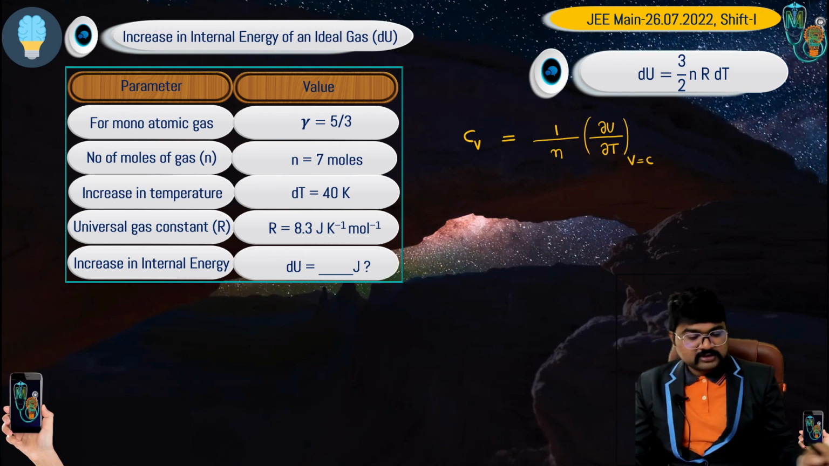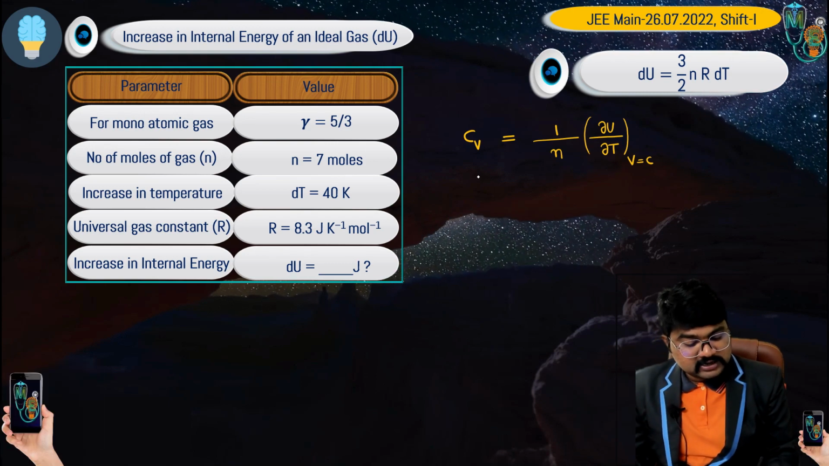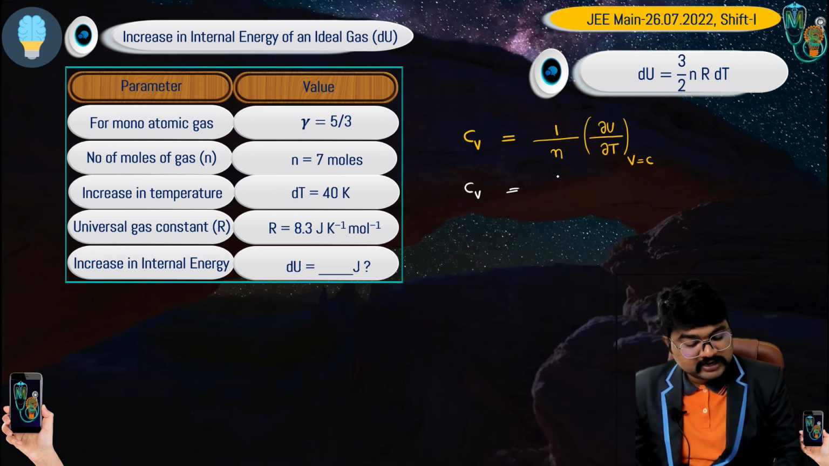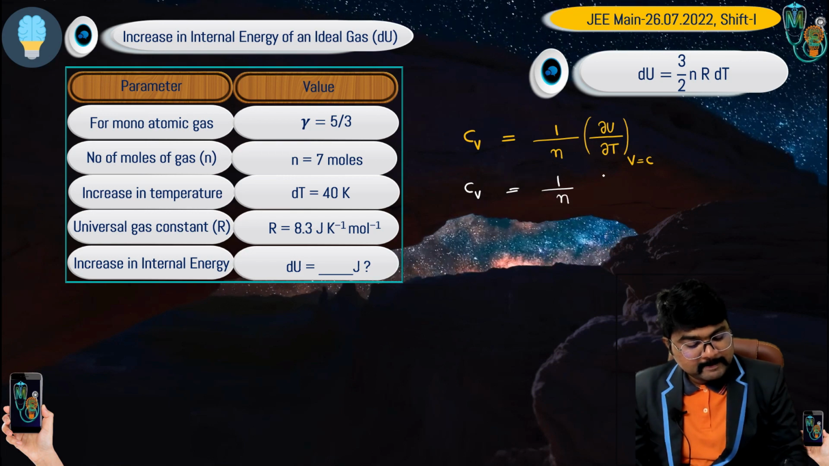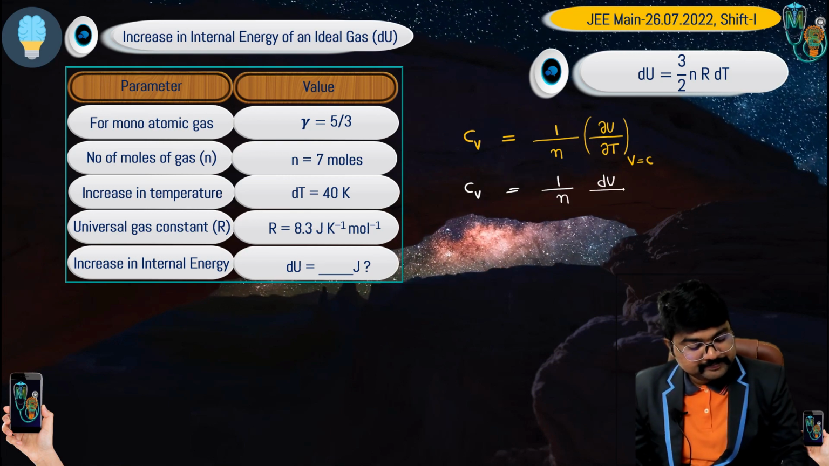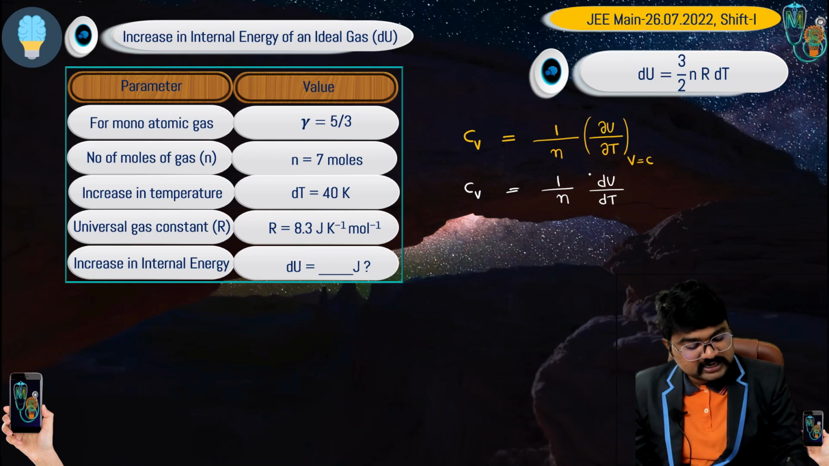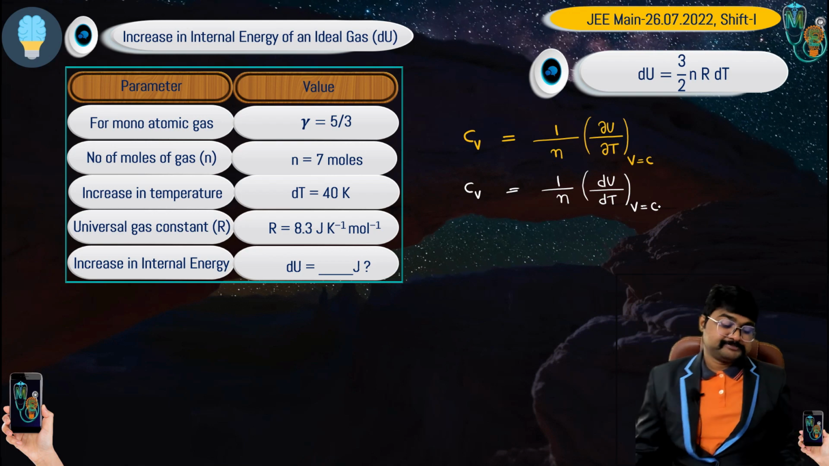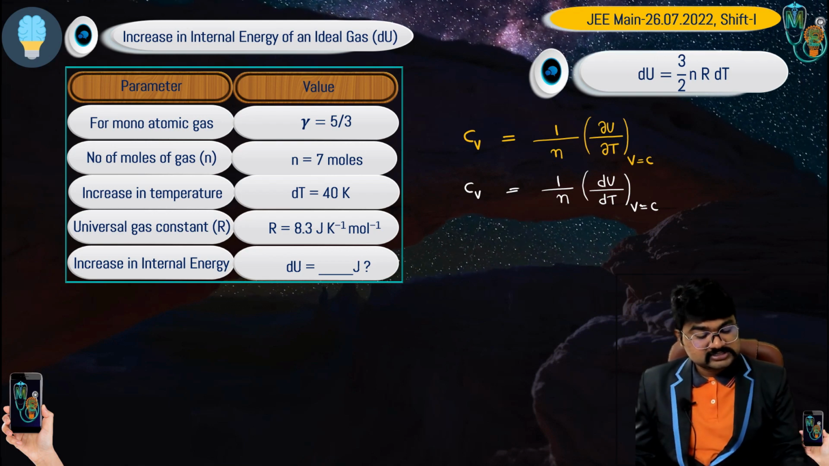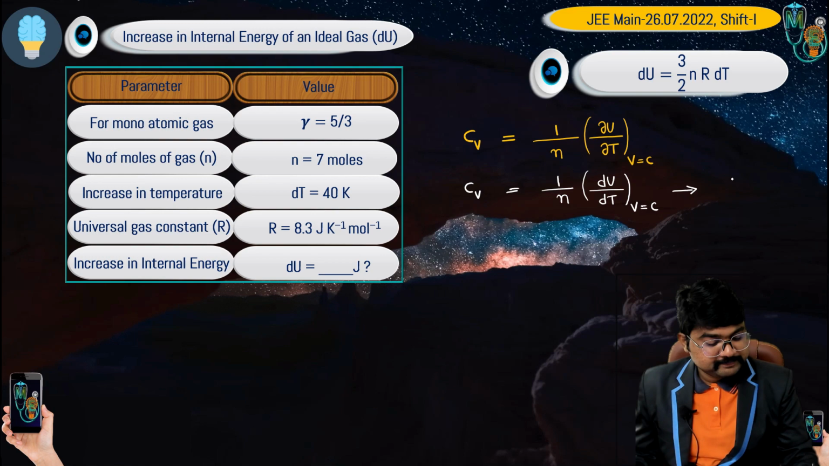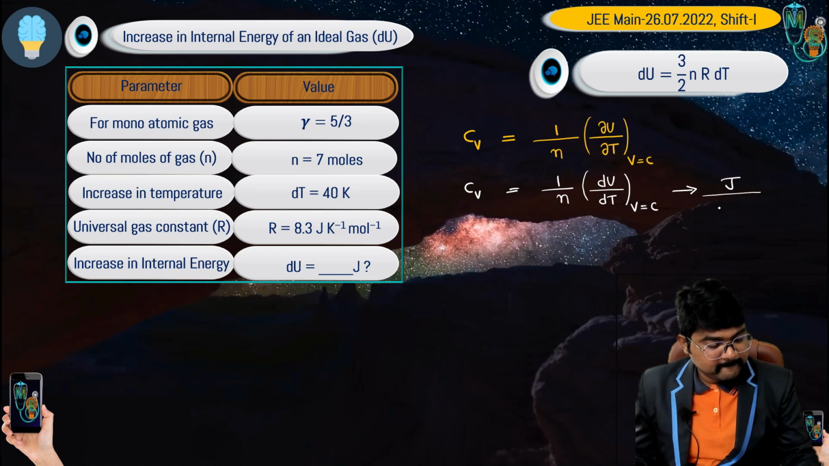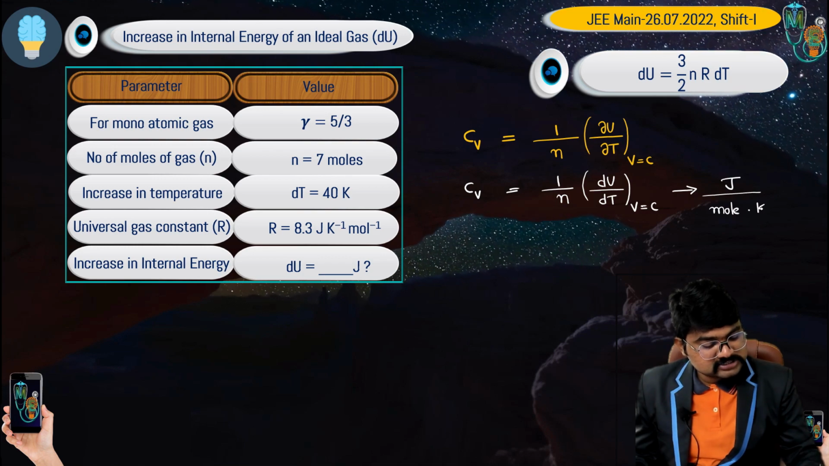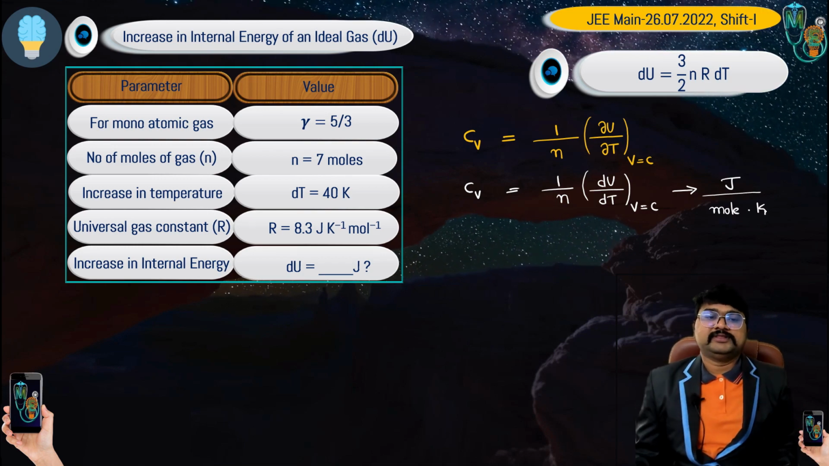Here it is nothing but what you people are getting. You can take for a small change in internal energy, you can write 1 by n dU by dT. This is the definition of this. Here joule per mole Kelvin. What is the unit, tell me? Joule per mole Kelvin. This is the unit of Cv in this case.